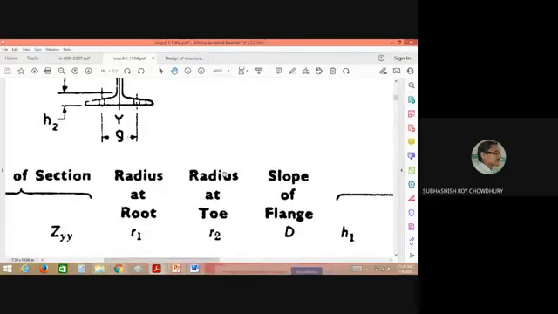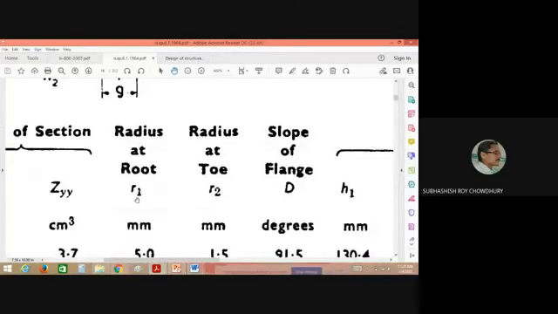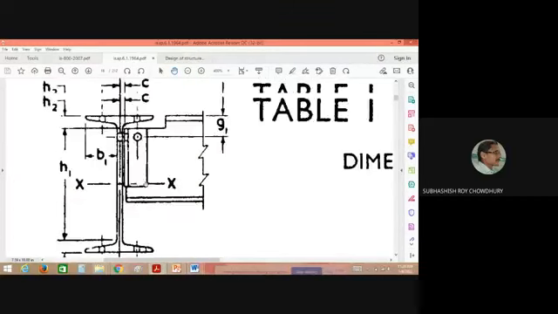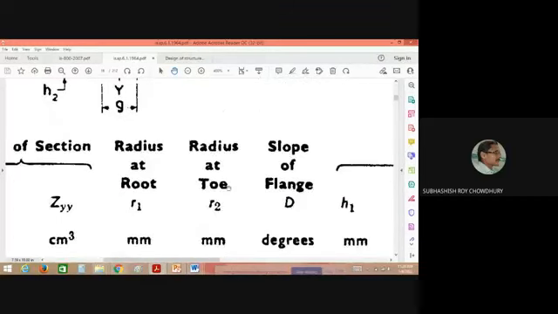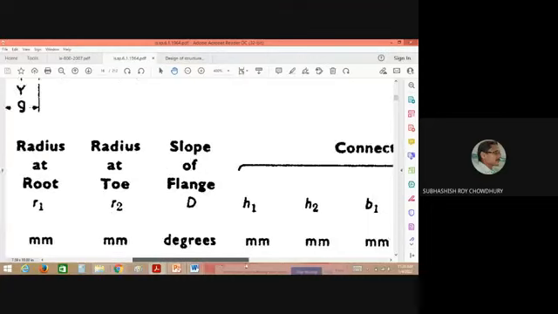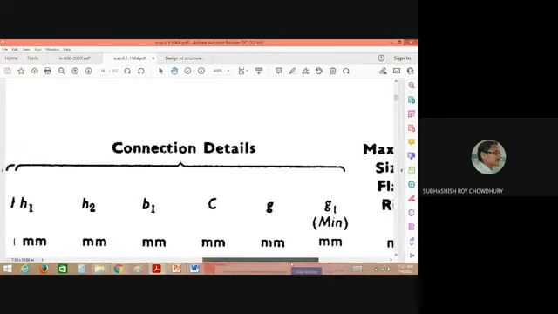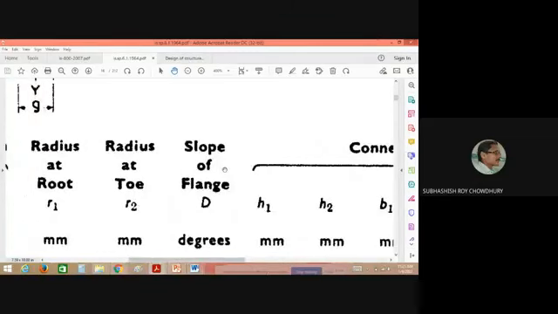I am telling you that the radius at root, the root radius, will be considered a number of times in your design of beams. But the toe radius we will not use at this moment. If you require it for some other purposes, that's why it is available here. If you want to use it, you may do that. Then some other parameters are also there. I am not entering into all this part because you have not studied steel structures at this moment. This is just the first class.